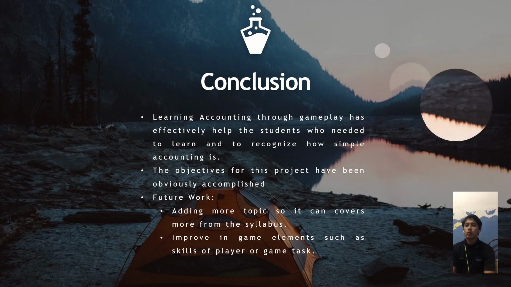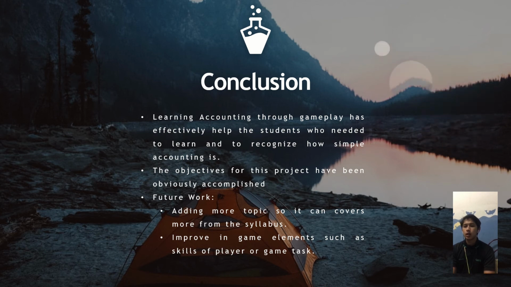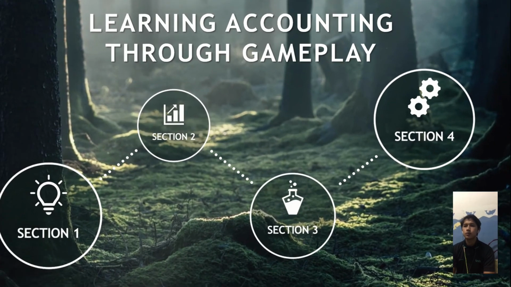The game element that can be improved is adding skills for the character, and adding more topics so it can cover more of the syllabus. The game can also improve in-game elements such as skills of the player or game tasks.